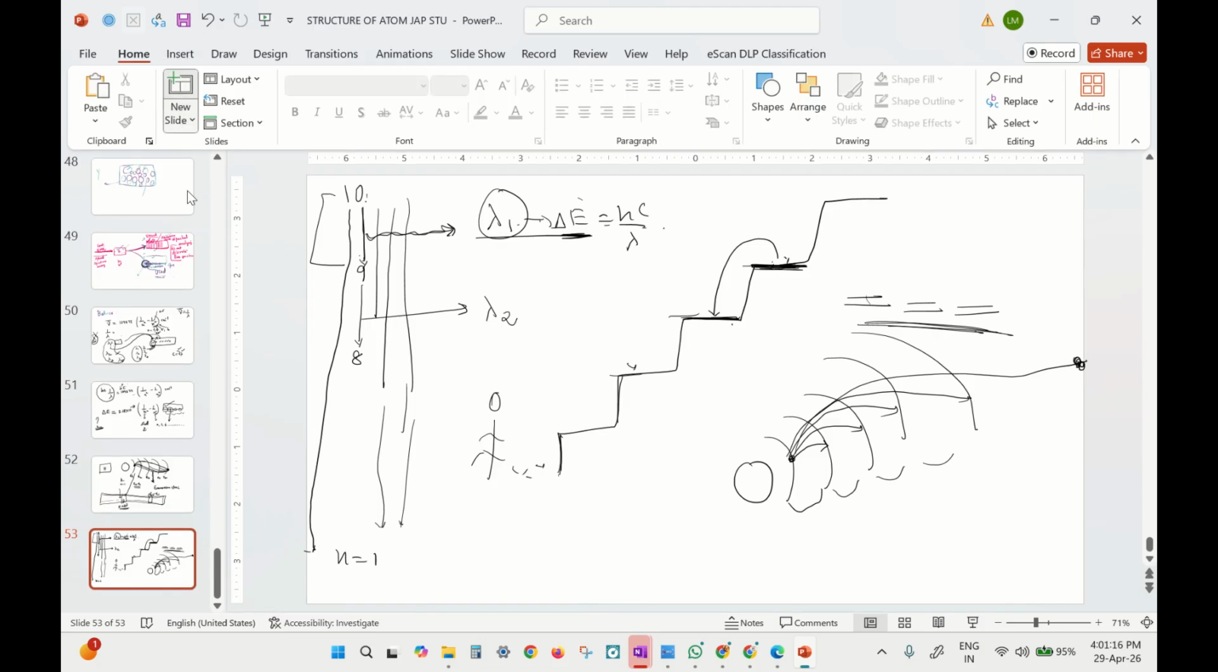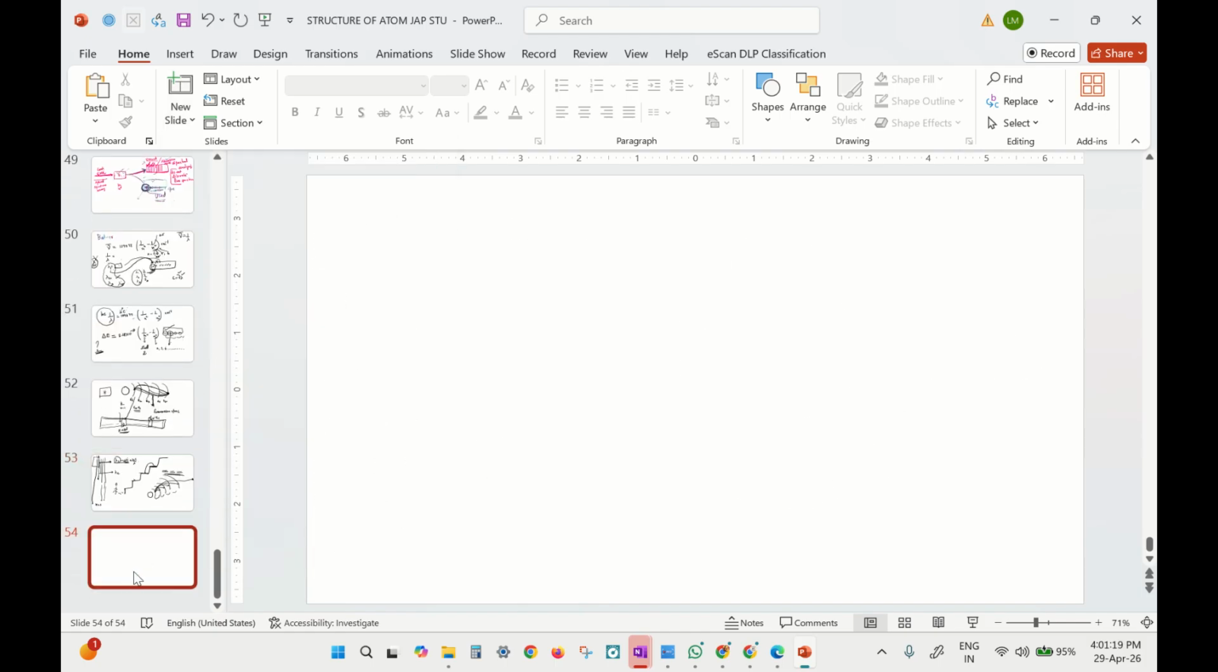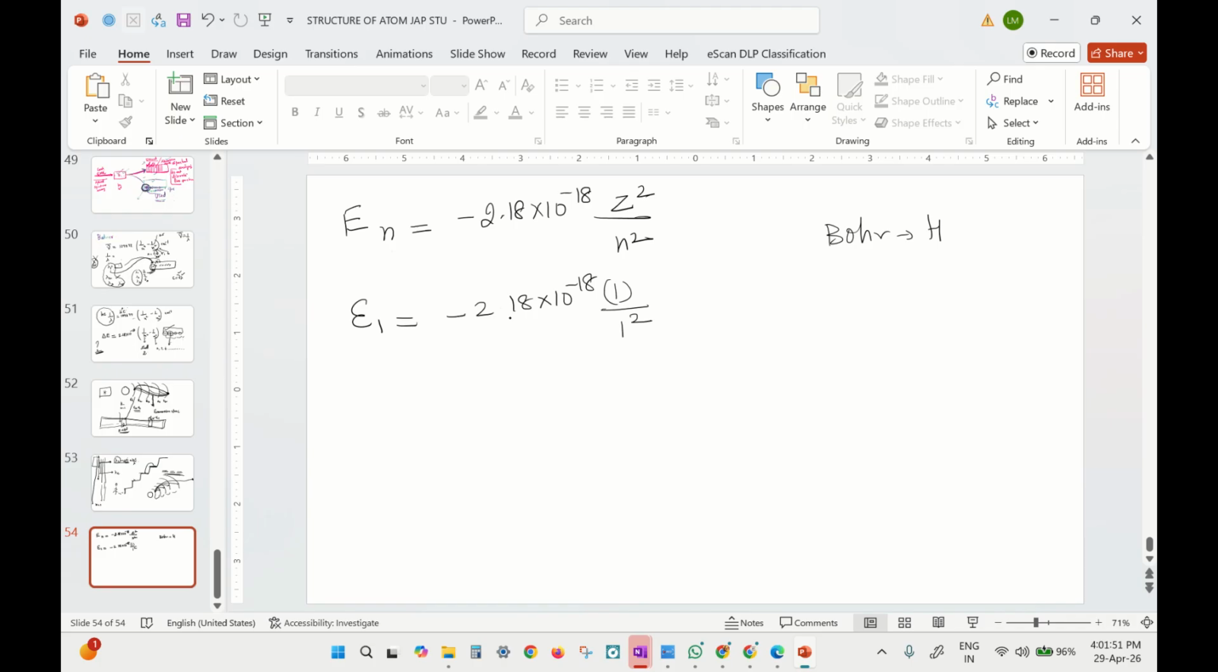According to Bohr's model, the energy of a particular shell is minus 2.18 into 10 to the power minus 18 Z square by n square. Energy of the first shell, therefore, will be minus 2.18 into 10 to the power minus 18. Z is the atomic number. Bohr conducted his experiment only for hydrogen or hydrogen-like atoms. So take Z as 1, the atomic number of hydrogen. When the electron is in the first shell, it will have this much energy.